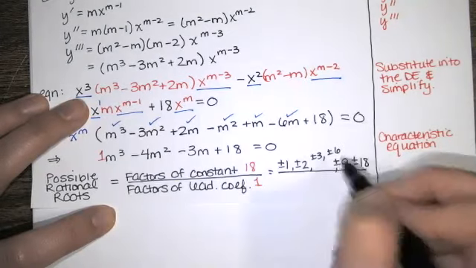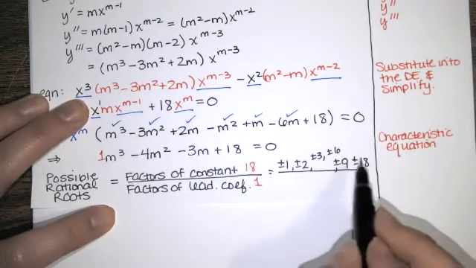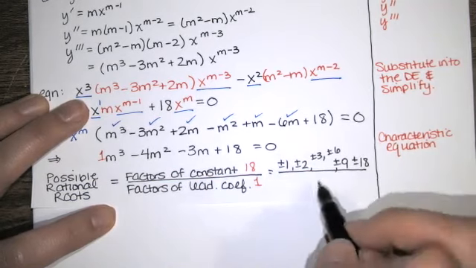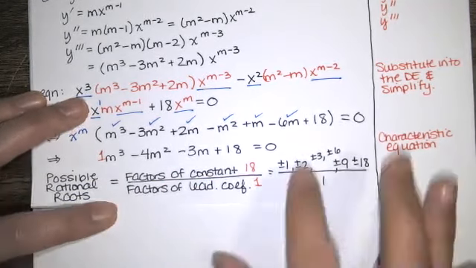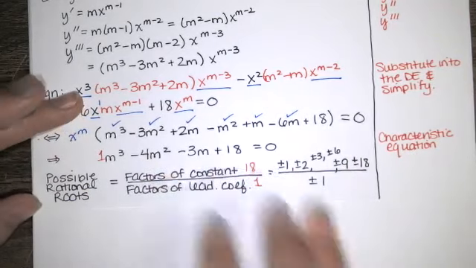4 doesn't work, 5 doesn't work, and then we're back at 6. So we actually have 1, 2, 3, 4, 5, 6 times 2. So 12 possible rational roots in the numerator. And we're dividing each of those by plus or minus 1. So it ends up just being 12 possible rational roots of this equation.